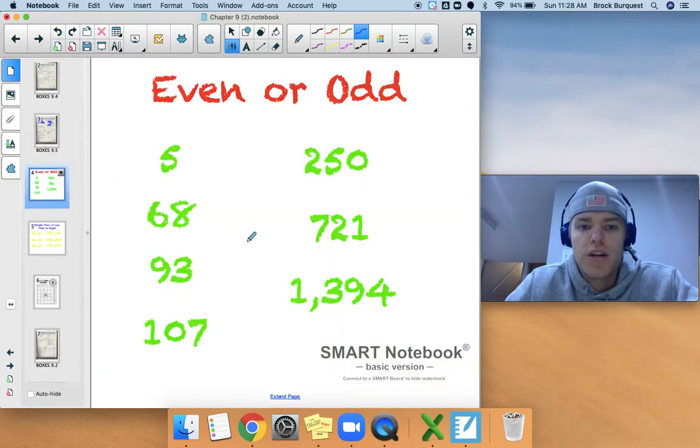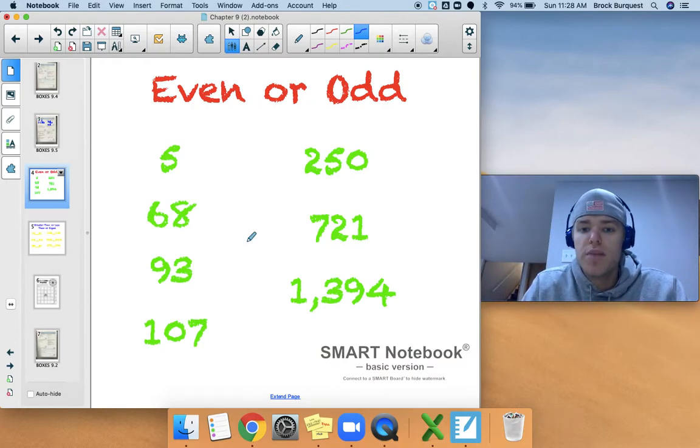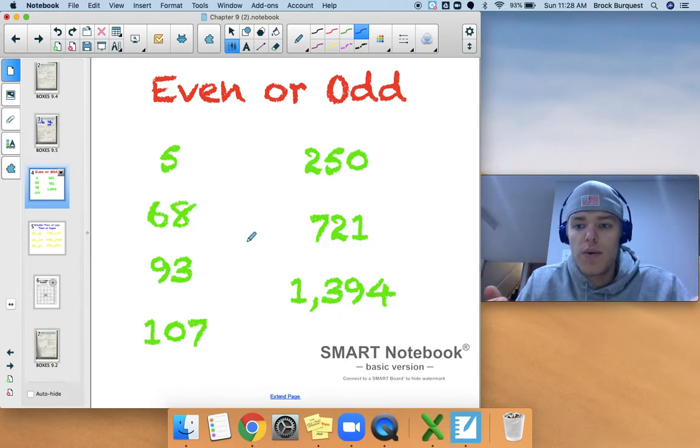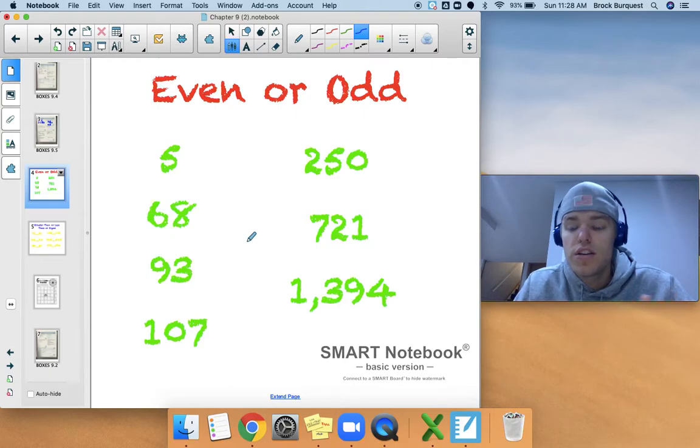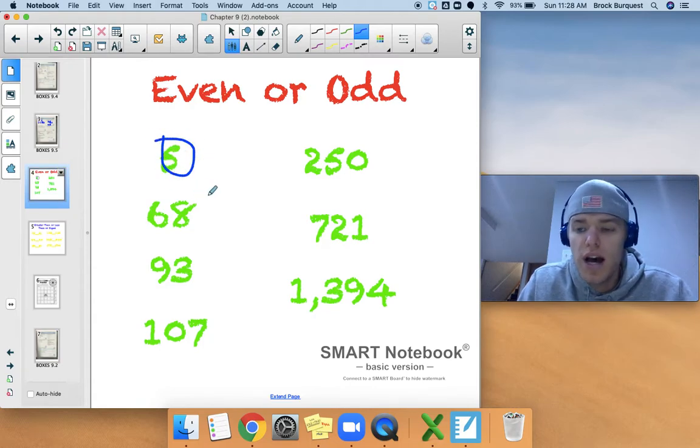All right, friends, we're going to go on to even or odd. So what you're going to end up doing is writing on your paper either even or odd when I ask you the question. So remember, all our even numbers are 2, 4, 6, 8, and 0. All our odd numbers are 1, 3, 5, 7, and 9.